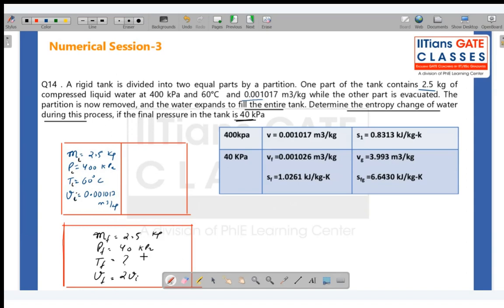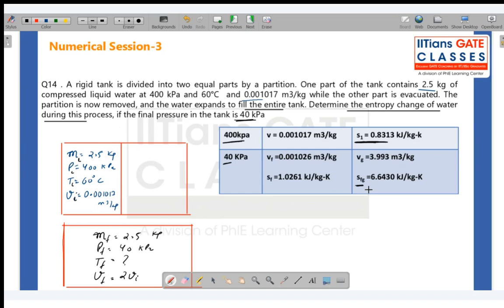Now they are saying that at 400 kilopascal this is your entropy, and at 40 kilopascal this is your sfg. I don't think you would be aware of this sfg concept. hfg, sfg, phase change. I have briefly explained, but I don't think this is part of your syllabus. Are you able to understand what is sfg?